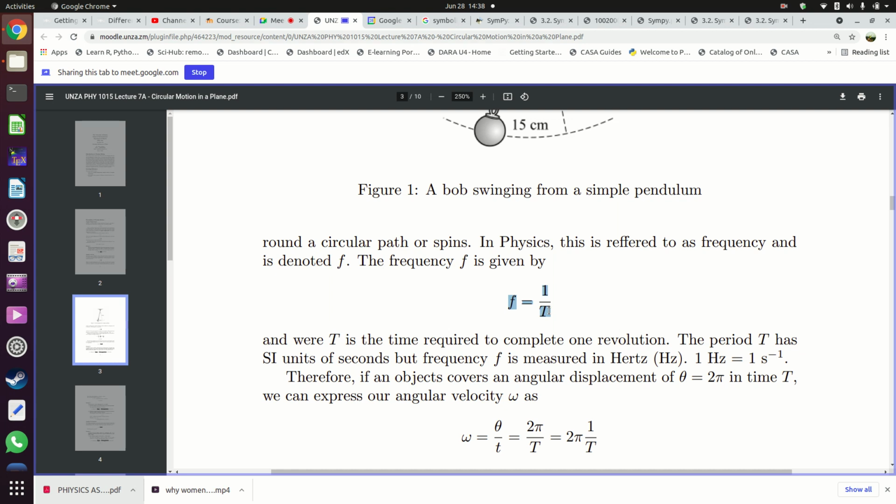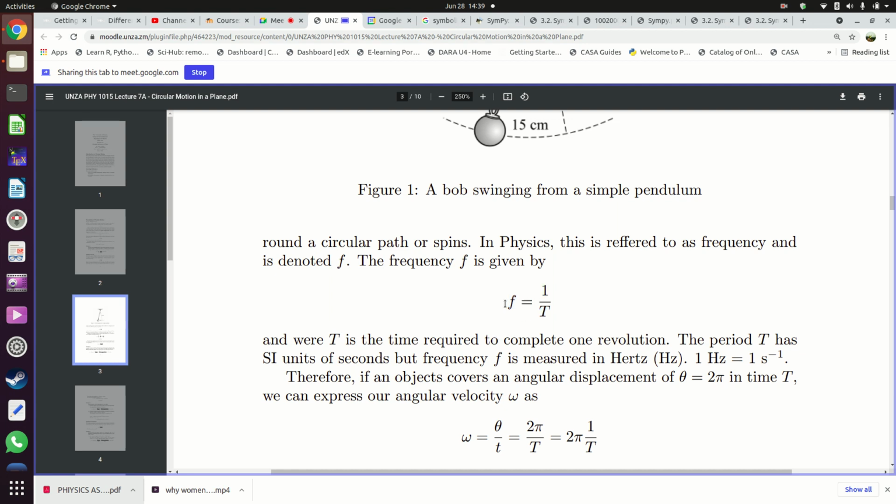Frequency is a measure of how many times an object goes around a circle per second, in 1 second. And you can find out what the frequency is by finding out how much time it takes an object to go around a circle. If it takes you 1 minute to go around the circle, 1 minute is 60 seconds. So the frequency is going to be 1 divided by 60 seconds, and that gives you how many times you are going to go around per second.